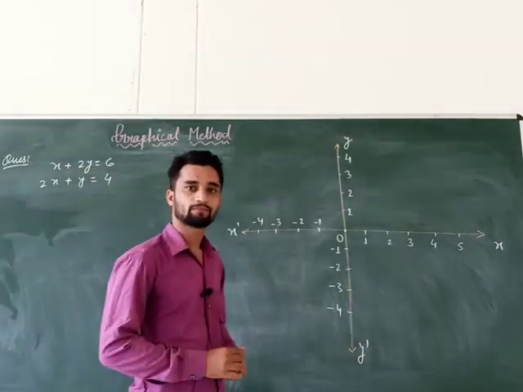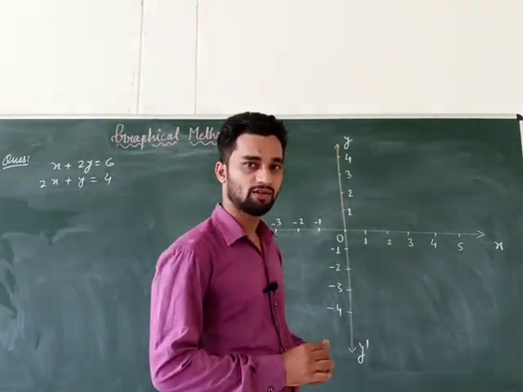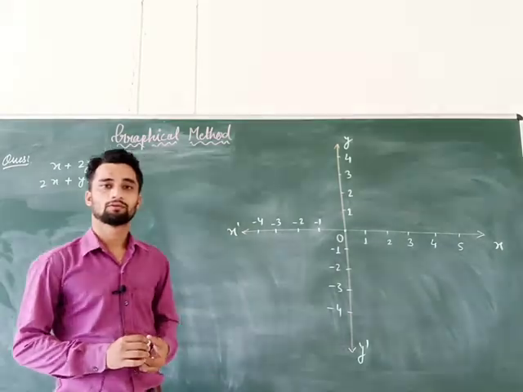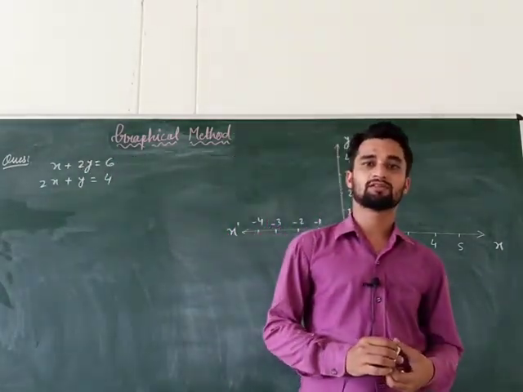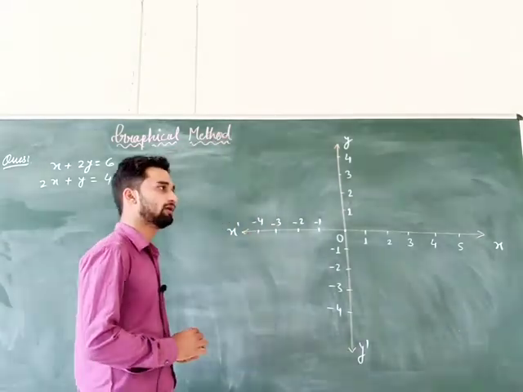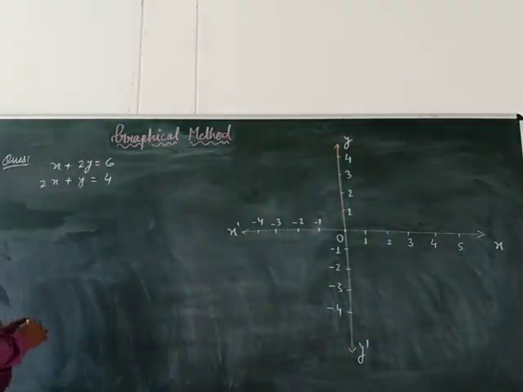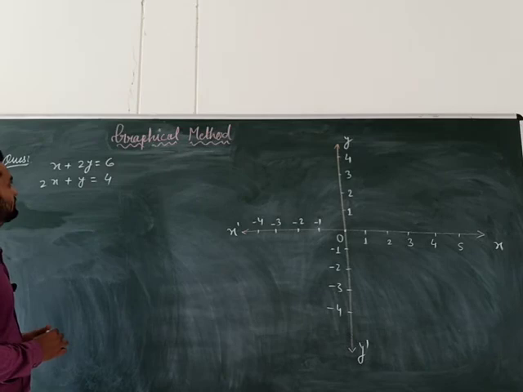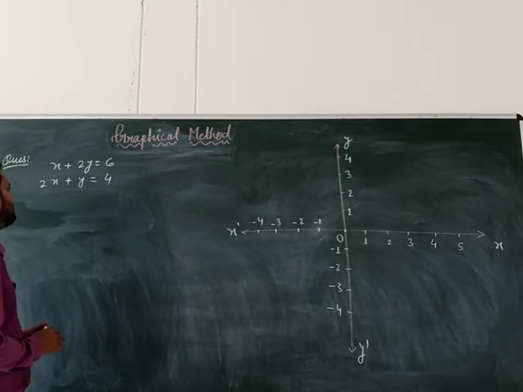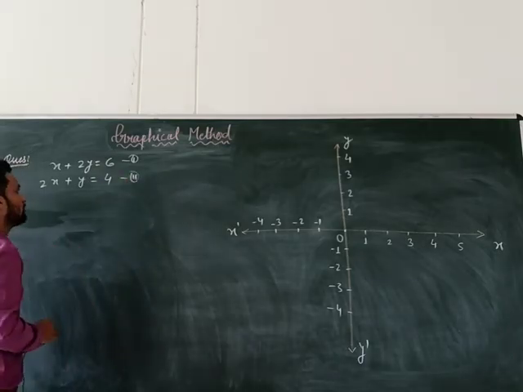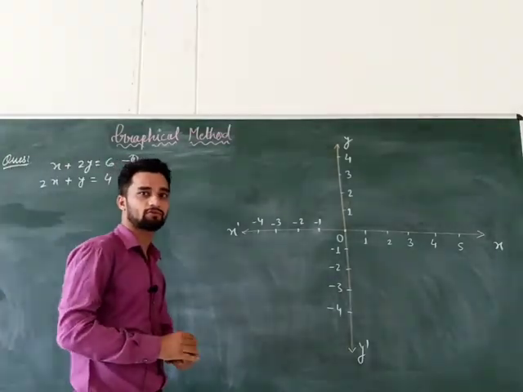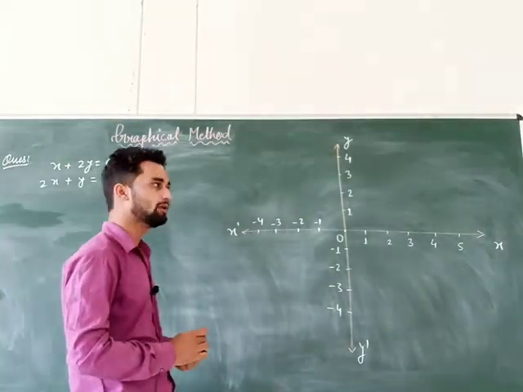So hello student, in the previous video we studied the substitution method, the elimination method, and we have seen the conditions for the graphical method. And now I am taking one example. The first equation is x plus 2y is equal to 6, and the second one is 2x plus y equal to 4, and we have to solve these equations with the help of the graphical method.